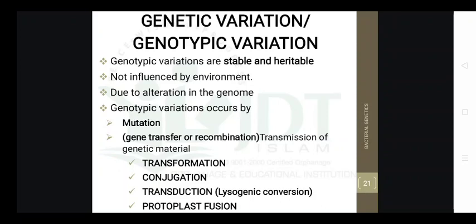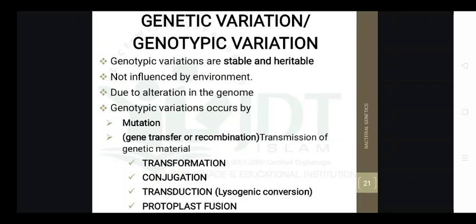How can alteration occur? There are two methods for the alteration of genes in the genotype. The first one is mutation and the second one is gene transfer. Mutation is the alteration at some point of the genotype in an undirected way. There is no combination of genes with another cell. So that is mutation. In the case of gene transfer or recombination, it is the transfer of genes from one cell to another cell.